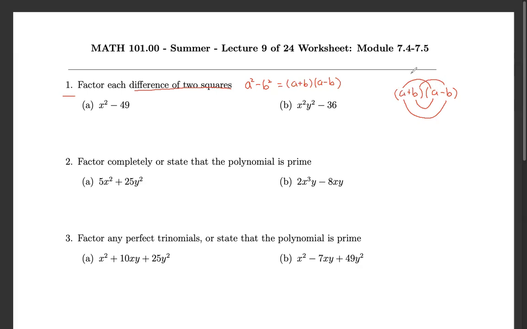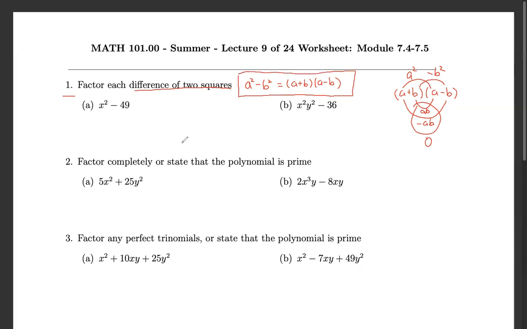So A times A, get A squared. B times negative B is negative B squared. B times A is BA, but normally we like to write A in front of B. So get AB. Then A times negative B is negative AB. So those two are like terms. So when we add those two, one is positive, one is negative. So those two add up to be 0. So left with A squared minus B squared. So let's try to remember this formula. It's very, very useful.